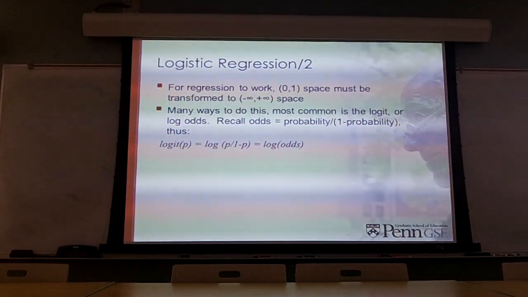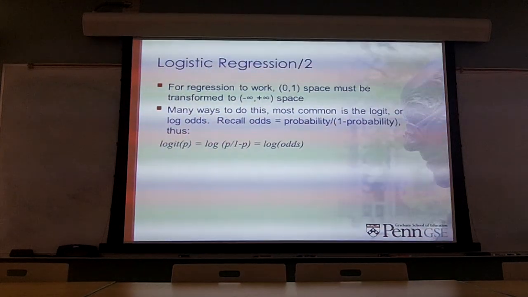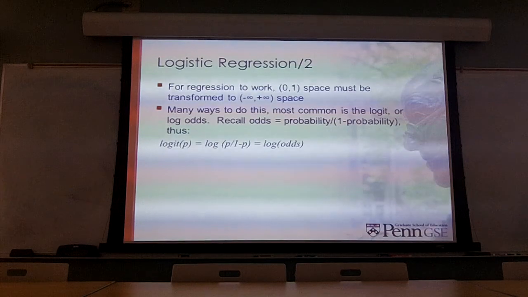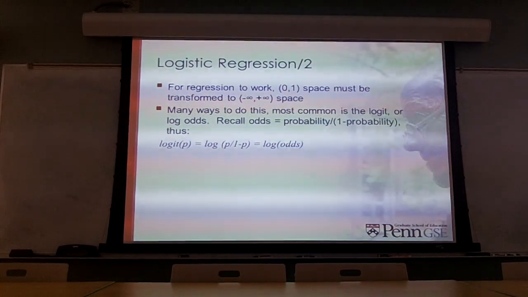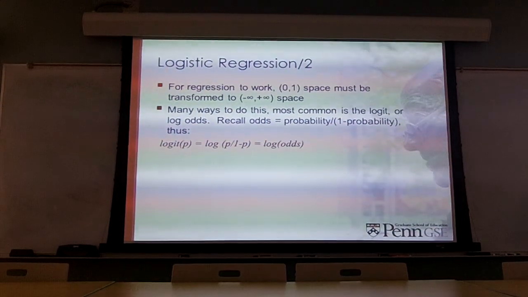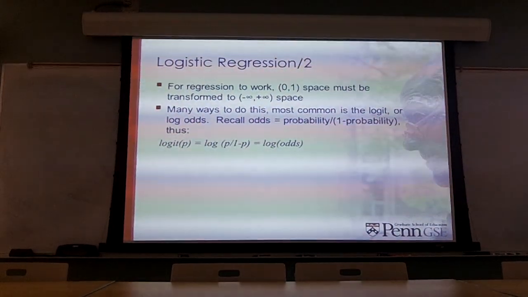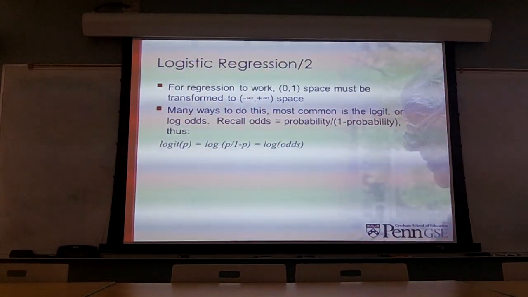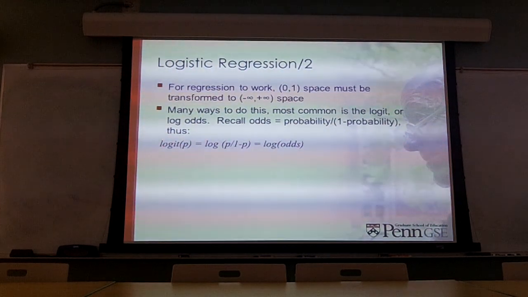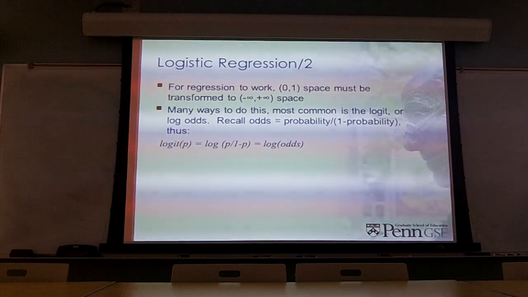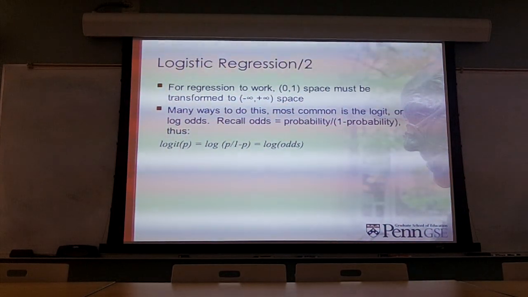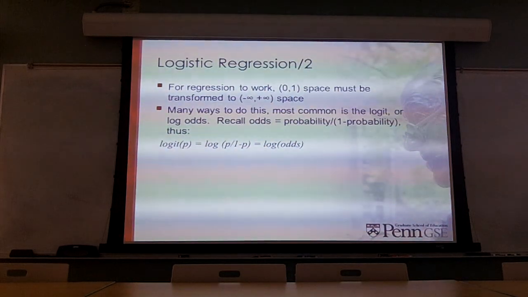This is something that I tried to impress upon you when we were talking about the theory. To use regression with a binary variable, the binary variable is going to be 0 and 1. We have to somehow transform it into the negative infinity to positive infinity space that we dealt with in regression. We talked about different ways of doing it. We talked about probit regression, but another way to do this is logistic regression.